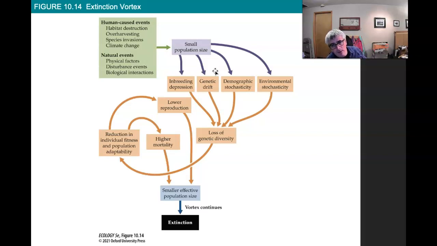Then there's demographic stochasticity, which is when, just by random chance, you happen not to produce a lot of offspring effectively. Environmental stochasticity is the environment changing, like a number of drought years. If you happen to have 3 drought years in a row, that would be environmental stochasticity, environmental variability.